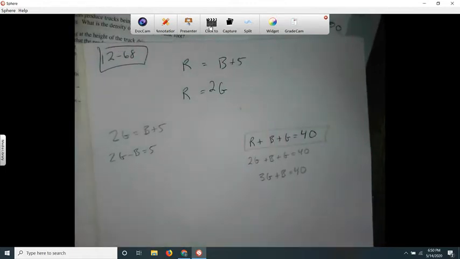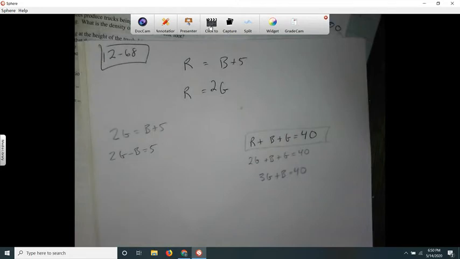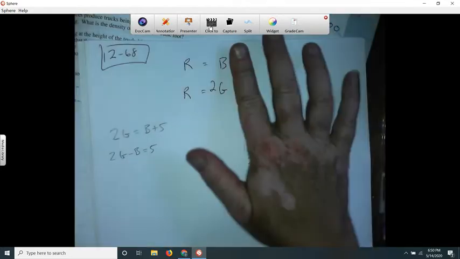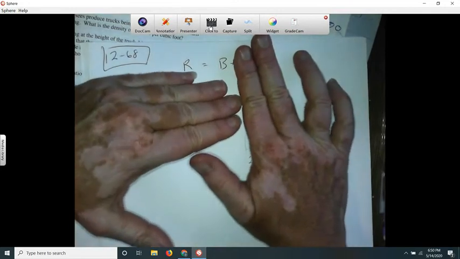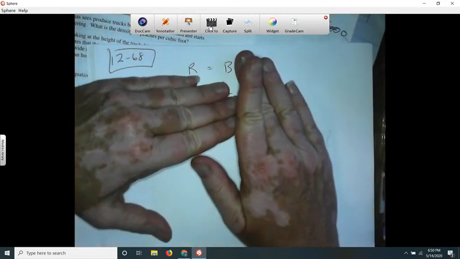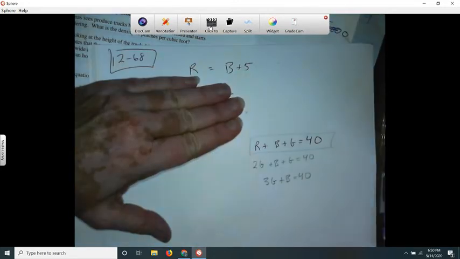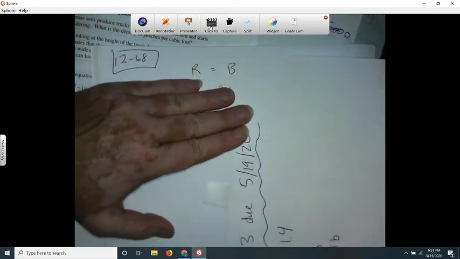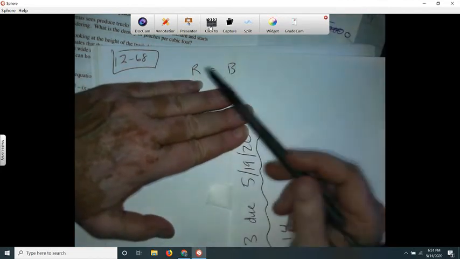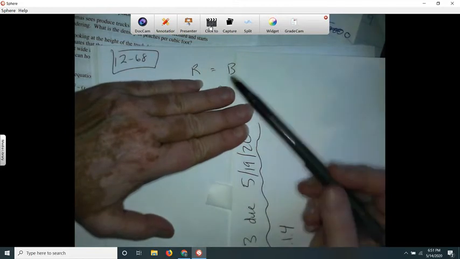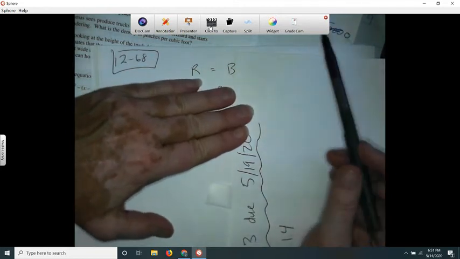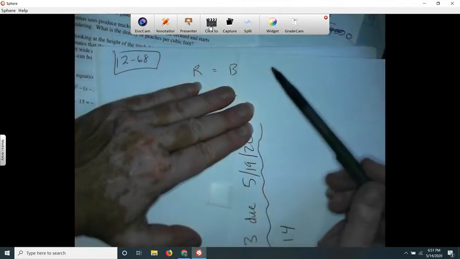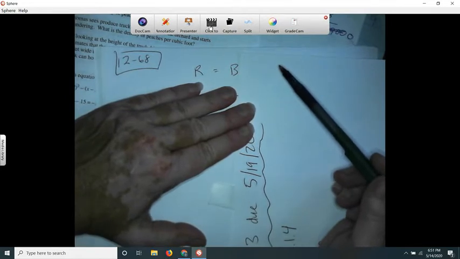But the trickier part is when they compare the red marbles and the blue marbles. So it says she has 5 more red marbles than blue marbles. So I'm going to cover up the 5. So if I do it like this, I've got red equals blue. And that's how I actually did this, is I asked myself, are the red marbles and the blue marbles equal? No. The problem tells me that they're not equal. It says there's 5 more red marbles than blue marbles.